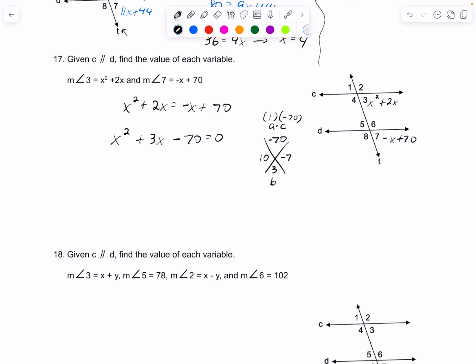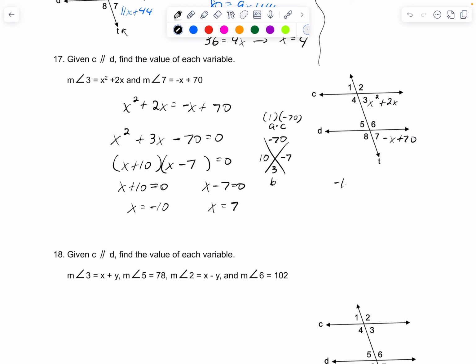Okay? So because A is 1, I can go ahead and write those two factors. x plus 10 and x minus 7. Setting my two factors equal to 0, I can find my solutions of negative 10 and positive 7. All right, plugging them in to check. I'll plug in negative 10 first.